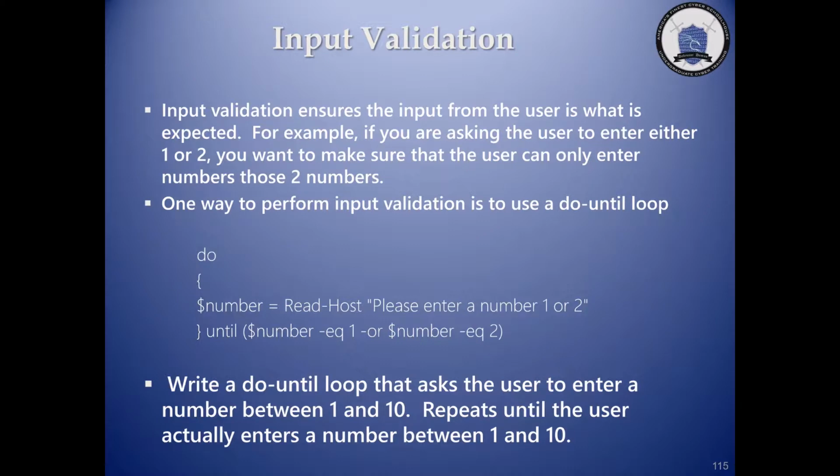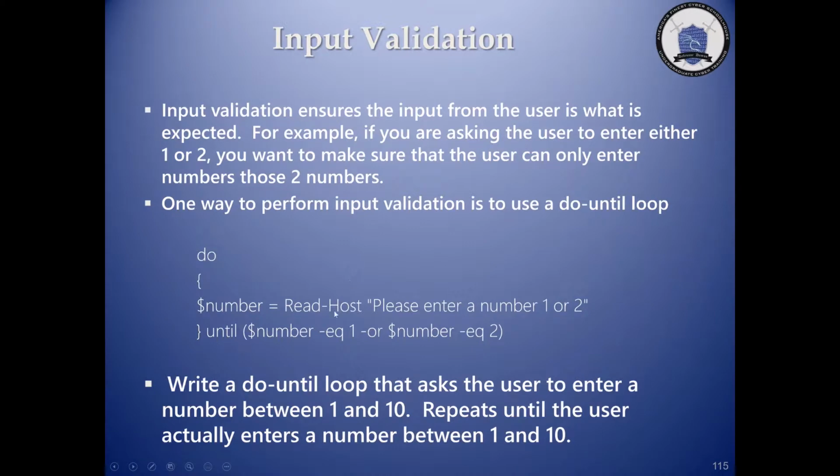All right. So for example, if you're asking the user to enter either a 1 or a 2, you want to make sure that the user can only enter numbers of those 2, either 1 or 2. One way that you can perform input validation is a do until loop. So this is a very simple one, right? We're going to ask the user, please enter number 1 or 2, and we're going to repeat this loop until they enter 1 or 2. And if this is false, it'll ask them again and again and again until it's actually true.